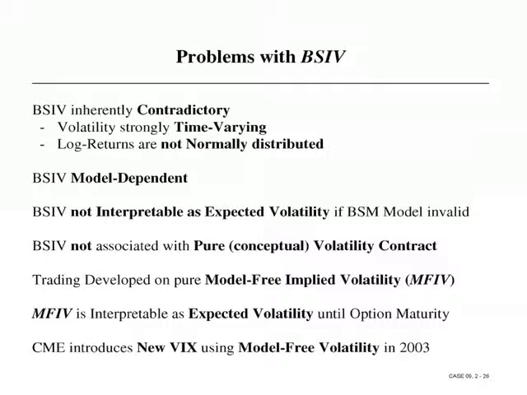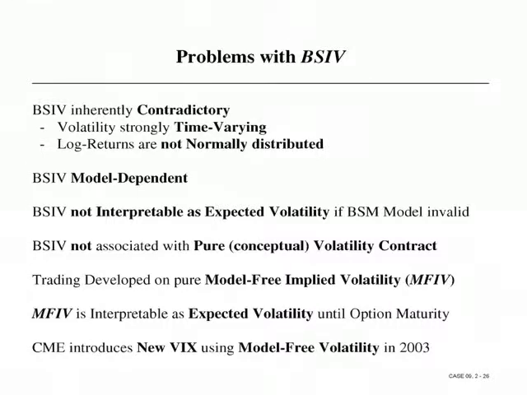So it's model dependent. It's not interpretable as the expected volatility if the Black-Scholes model is invalid, at least in an academic sense. We don't really know what it is we're doing. We think intuitively it makes sense, but it's not directly interpretable as expected volatility. It's not associated with any pure volatility contract. You can't write a contract on this and think of this as the price of that. It turns out this model-free new VIX concept exactly has that feature.